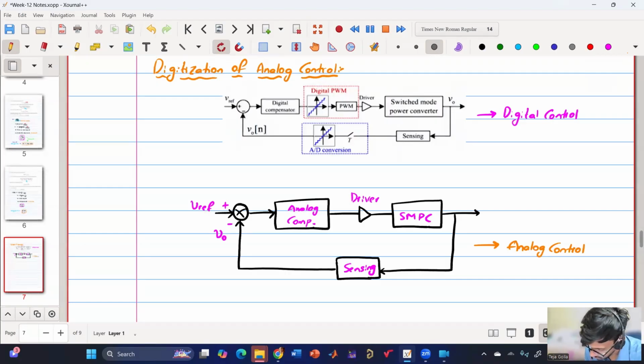Okay. So now, if you see, here it is V naught and here it is V naught sensed. But here if you see, say this is V naught, here we have V naught of N. So this is digital. And then this entire thing.